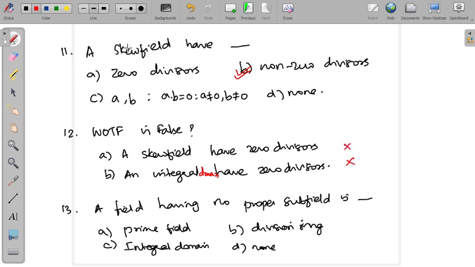Just before, we saw that a skew field has no zero divisors. So this is wrong, and also an integral domain has no zero divisors, because in the 10th problem you saw that an integral domain is a commutative ring without zero divisors. So from this you can say that a skew field has no zero divisors, and an integral domain also does not possess zero divisors. So these two options are the correct ones for this question.